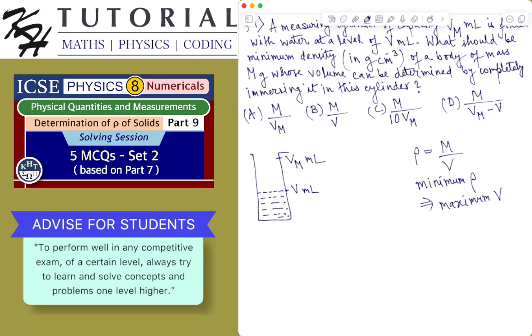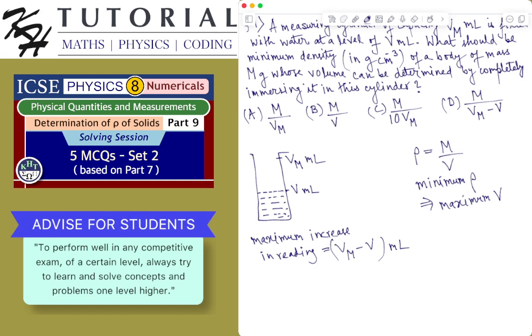immersed. Now, since the initial volume of the water is V ml, clearly we can see that the maximum possible increase, since the capacity of the measuring cylinder is Vm, the maximum increase in reading possible in this measuring cylinder, where the capacity is Vm and the volume of the water initially is V ml, can be Vm minus V, this much ml.